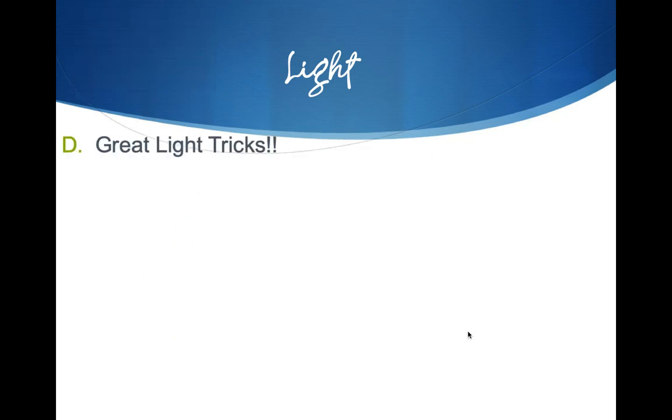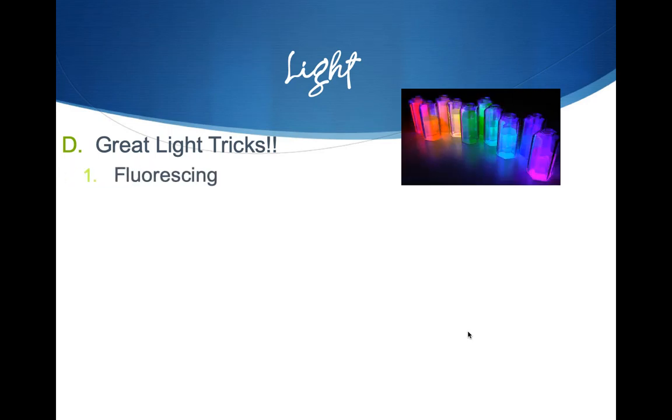Welcome back. Okay, the last piece of our notes for today: we're going to explain the demos that I did during our Zoom meeting this morning. So I'm going to call them great light tricks. The first one we're going to do is fluorescing. If you remember from the Zoom meeting, this would be like black light stuff. So any type of that light glowing that you see under a black light.